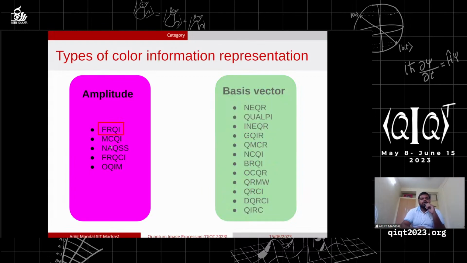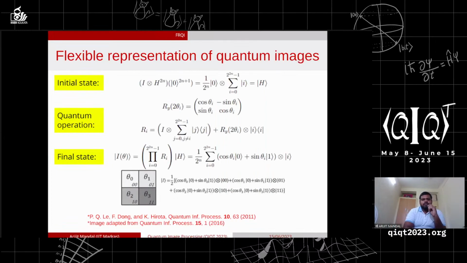First I will talk about the amplitude-based representation, and one famous algorithm under this category is FRQI, which was proposed in 2011. This is the initial state required for FRQI images. To represent a square image of dimension 2^n by 2^n, you need 2n+1 qubits. Out of the 2n+1 qubits, 2n qubits are used to represent the location information, and 1 qubit is used to represent the color information. One additional qubit along with the amplitude of each basis state is used to represent the color information.